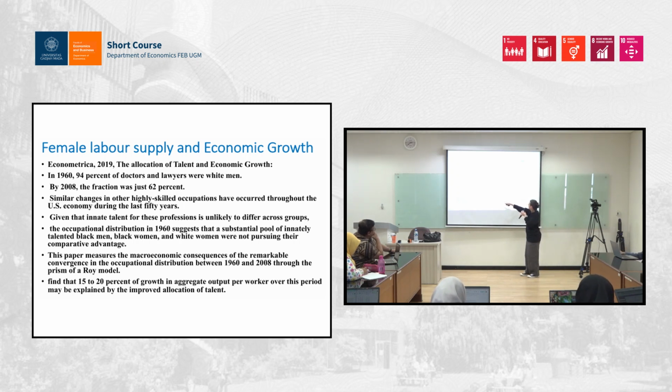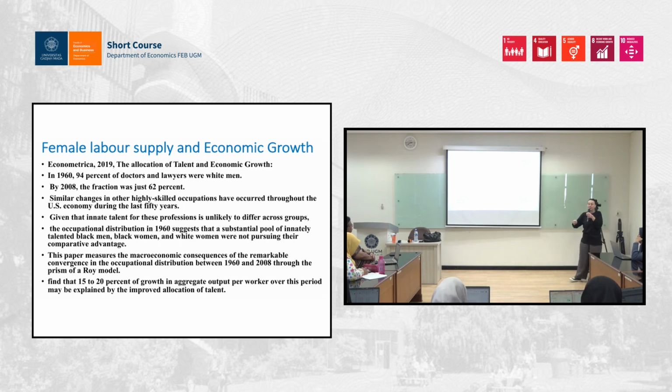And they're going to find that there has been this convergence in the occupational distribution between 1960 and 2008. So they're going to use a specific model, which we call a ROI model, and with this model they're going to show you that they can explain that economic growth over those 50 years, from 1960 to 2008, 1/5, so 15 to 20% of economic growth was due to this fact that these people entered the profession.